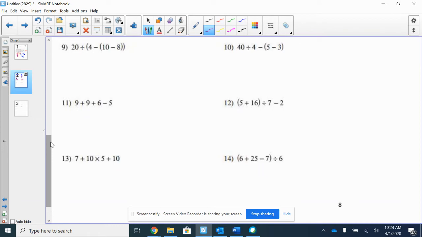Here we have parentheses within parentheses. So if you see more than one set of parentheses, you want to start with the most inward parentheses first. So we want to solve this 10 minus 8 first. And 10 minus 8 we know is 2.